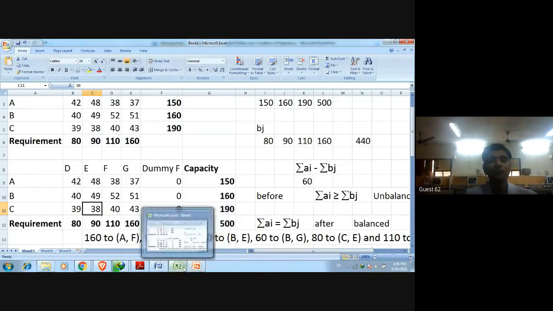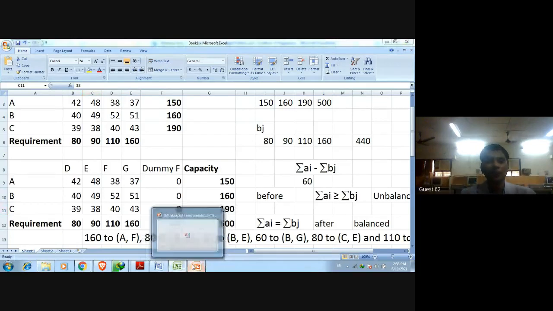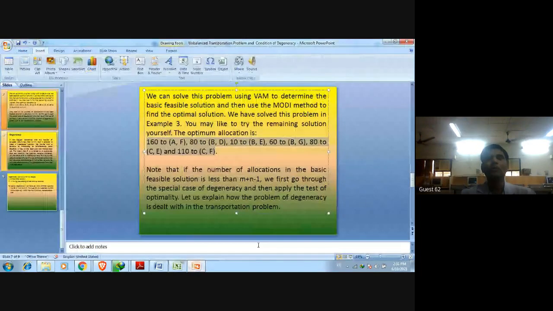So this is your solution of the unbalanced transportation problem. Now we can solve this problem using WAM to determine the basic feasible solution and then use the MODI method to find the optimal solution.